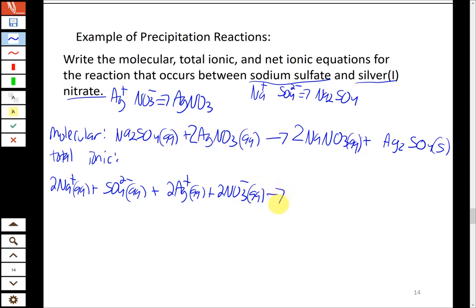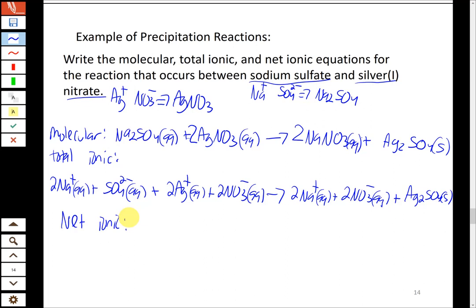And then on the product side, our first product, sodium nitrate, is still a soluble ionic compound, so it's going to be 2 Na plus and 2 NO3 minus. But then our second product, silver sulfate, is insoluble, so it's going to still be written as Ag2SO4 solid. We don't separate that because it's no longer dissolved in the solution. So that's our total ionic equation, where we just separate out the soluble ionic compounds into their constituent ions, and then finally the net ionic just requires us to remove the spectator ions.